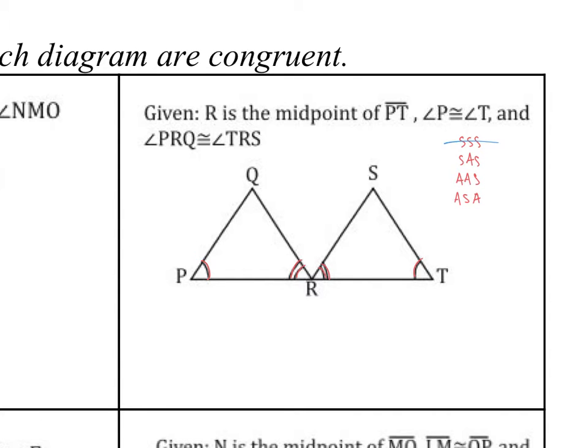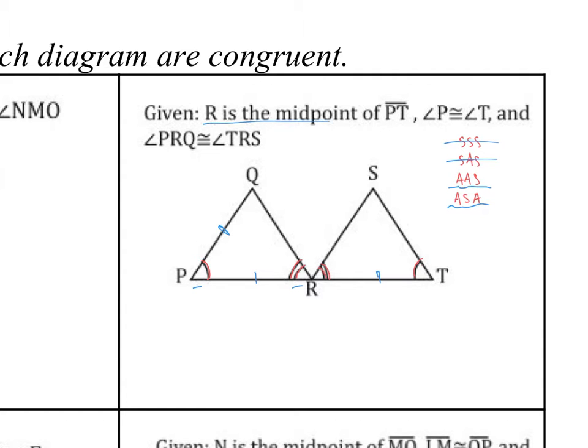Side, side, side probably not going to help me. I've been given two angles, so I probably want to use one of the congruence postulates that uses two angles. Now the question is, should I apply angle, angle, side, which would require me to know this side here, or if not that side, this side here? Or should I apply angle, side, angle, which would require me to know the side in between the two angles that I know? And I think this is going to be the easier thing to show, and I can figure this out based on what they gave me.